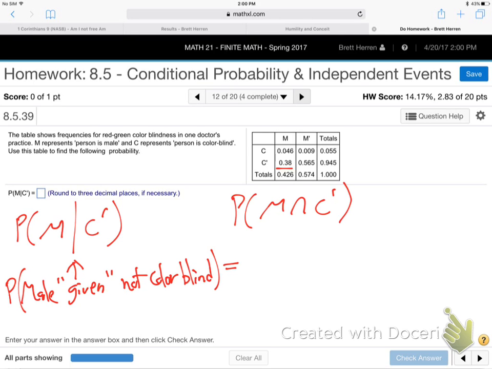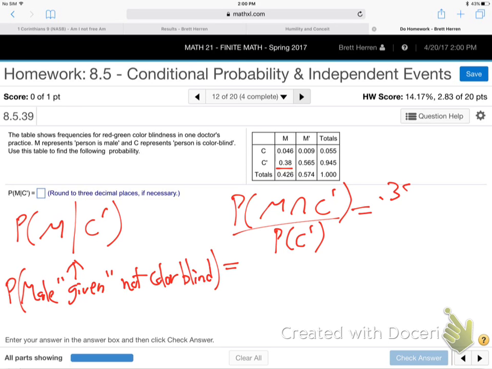0.426? Yeah, no. You're going to divide it. Let me give you the formula, and then it's this. You would divide it by the C complement, because that's the pool you're taking it out of. Remember, the given is the group you're taking it from. You know you've got a not colorblind person. So how many are not colorblind? 0.945. That's the total. So we're saying 0.38 out of 0.945. That's what we want.